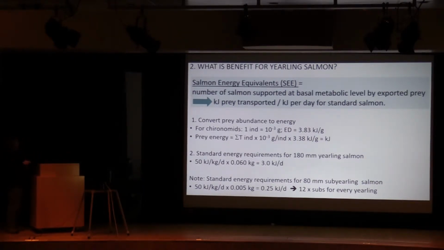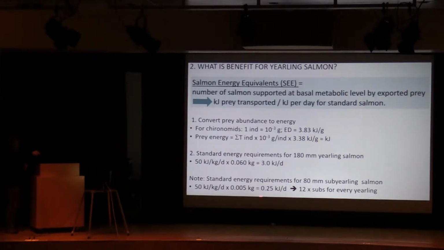And then for the salmon, we had to make some choices here, so we decided to take a standard salmon for a yearling. It's 180 millimeters, say. Its metabolism from the internet, again, is about 50 kilojoules per kilogram per day. And so when we do the math, we can get an idea that our standard salmon here needs about 3 kilojoules per day for a basal metabolism, not growing, not starving. So then by dividing 3 into the amount of energy coming out, we can say how many yearling salmon can be supported by the amount of insects coming out of the wetland.